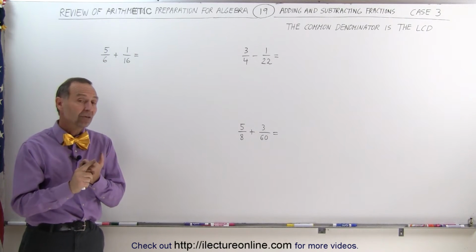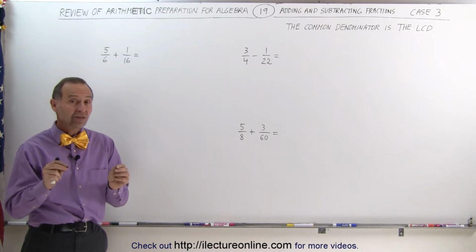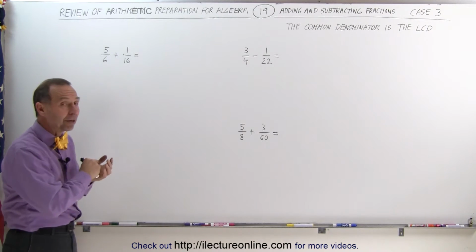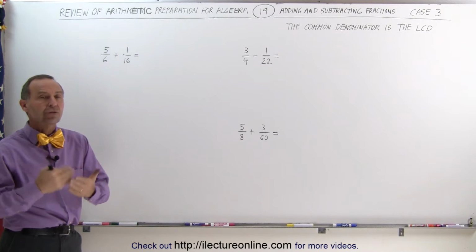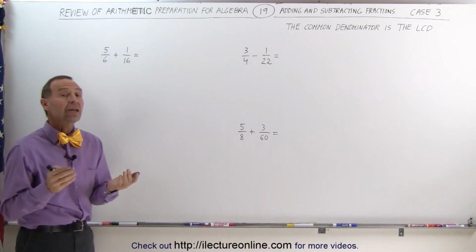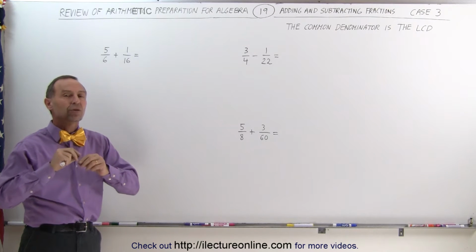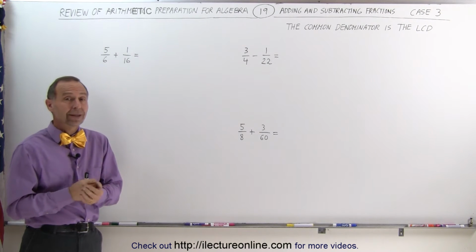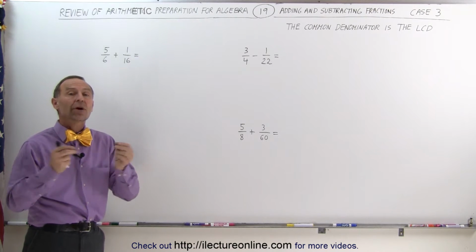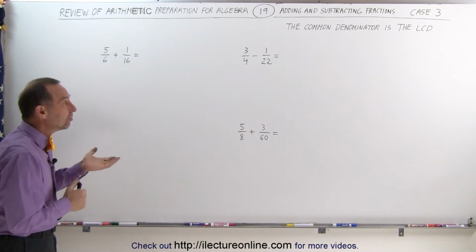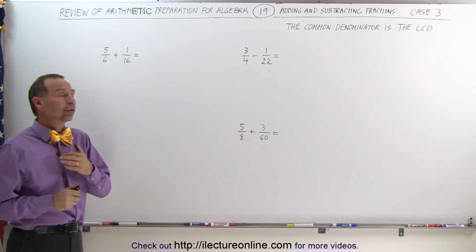Remember, in the first case, we learned that if the denominators are not the same, but if the small denominator fits evenly into the large denominator, the common denominator is the larger of the two denominators. The second case was if both of the denominators were prime numbers, or they did not have any factors in common, the common denominator was simply the product of the two denominators. But in this case, neither one of those two are true.